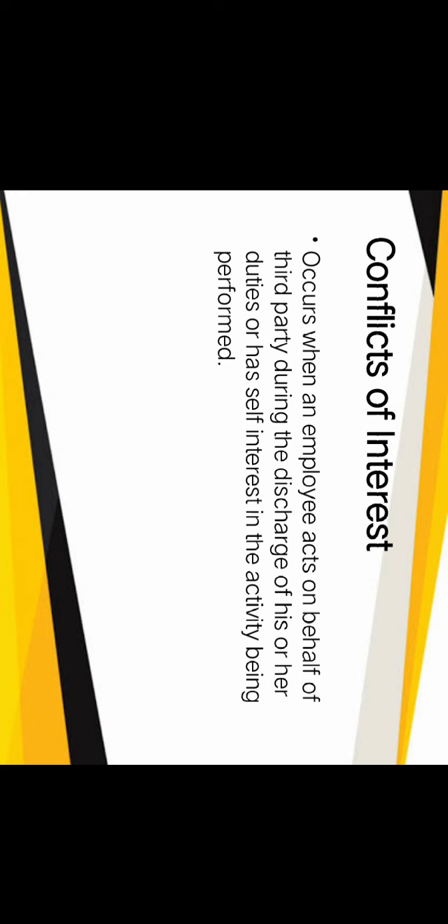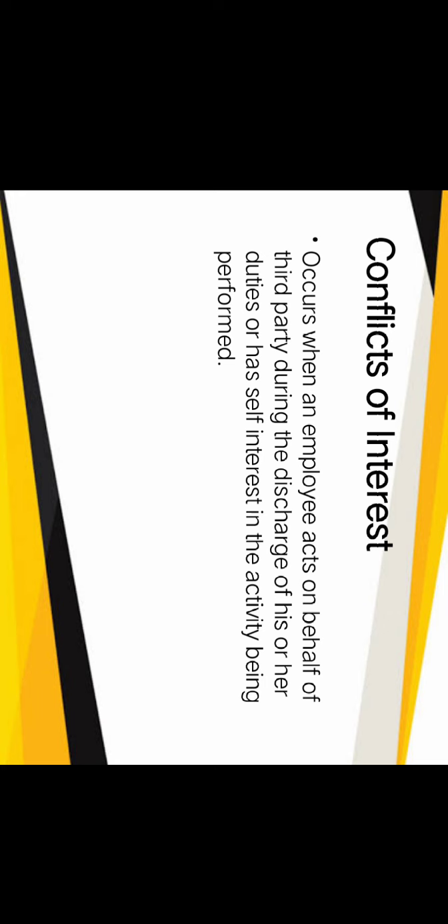Next is conflicts of interest. It occurs when an employee acts on behalf of a third party during the discharge of his or her duties or has self-interest in the activity being performed. So dito, nag-occur siya kapag yung entity or individual ay naging unreliable because of a clash between his personal interest and professional duties niya sa company.